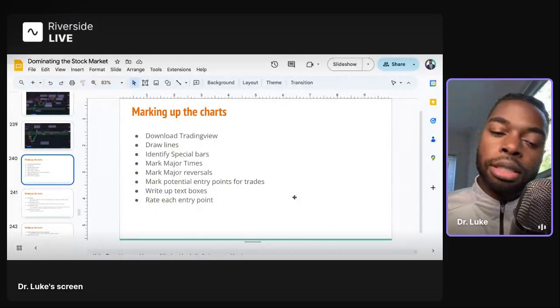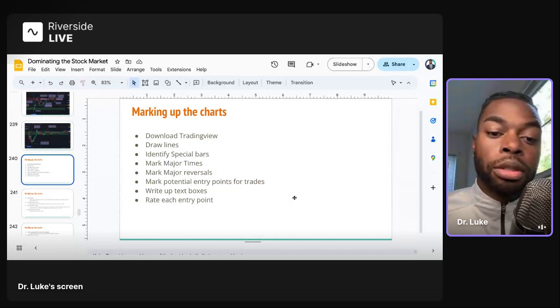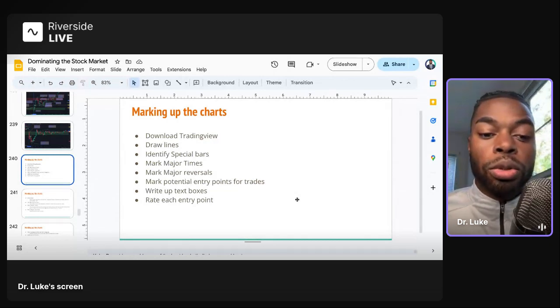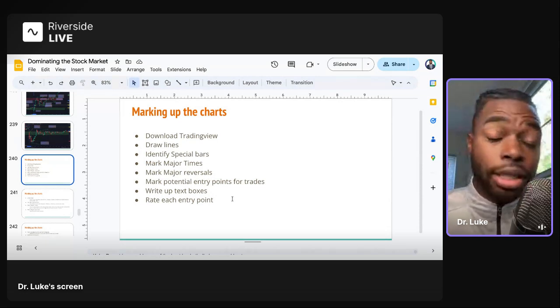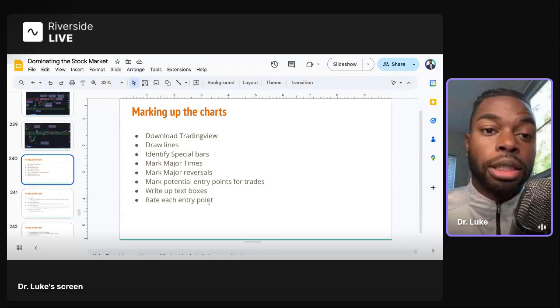The first thing you want to do is download TradingView. We're going to draw lines. We're going to identify special bars, mark major times, mark major reversals, and mark potential entry points for trades. Then we're going to write up text boxes, so we're writing up notes about everything that we're seeing. And then we're going to rate each entry. That's pretty much what it looked like here.